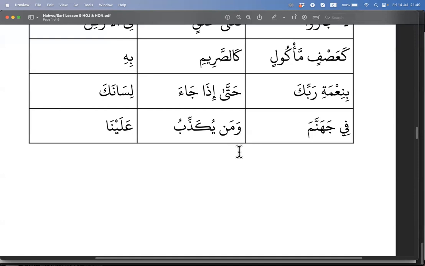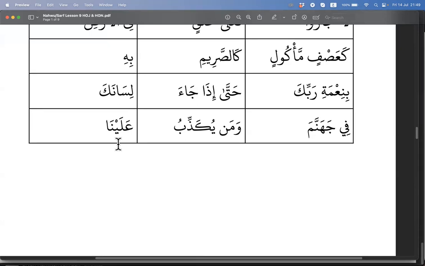Wa man yukadzib. Is there a half of jar? What about man? Is man not half of jar? Is it min? Good, cannot be tricked. This is man, not min. So it's important not to mispronounce it, as it is a totally different word.